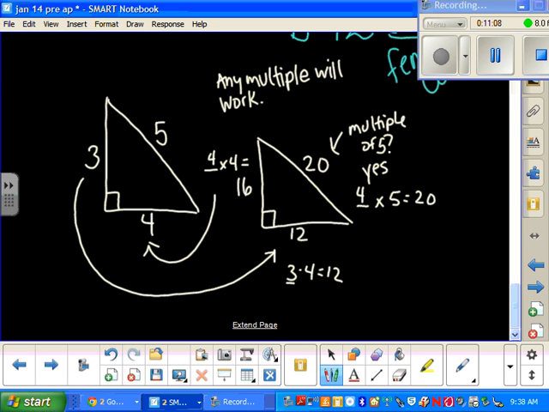So don't forget to write that in your notes so that next time, if you want to, you can use the magic triangle.